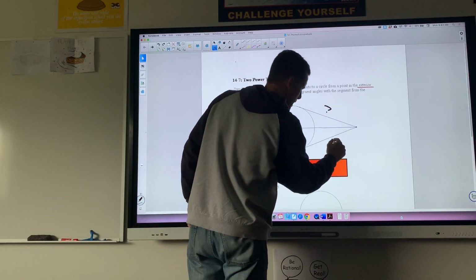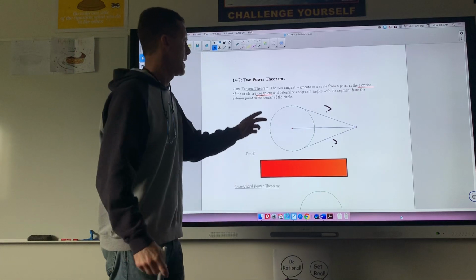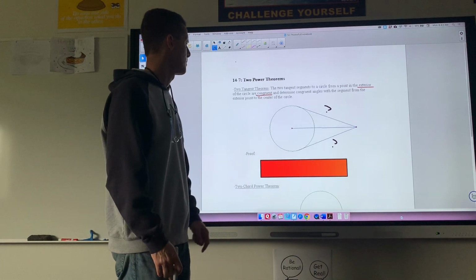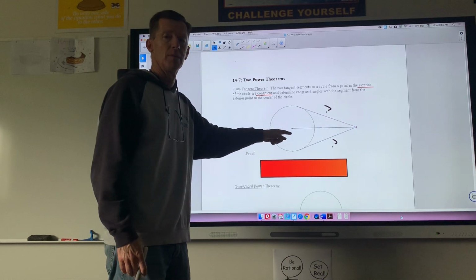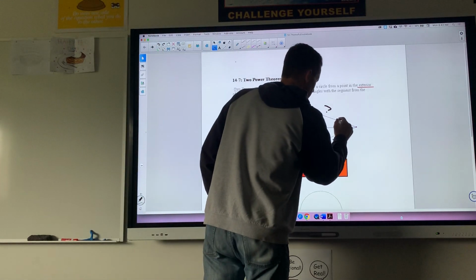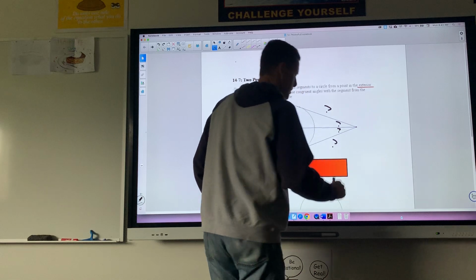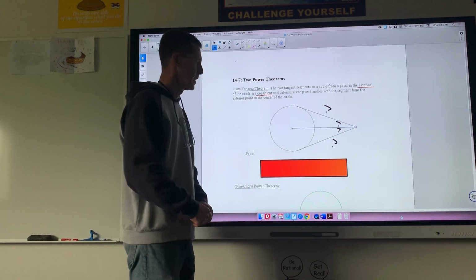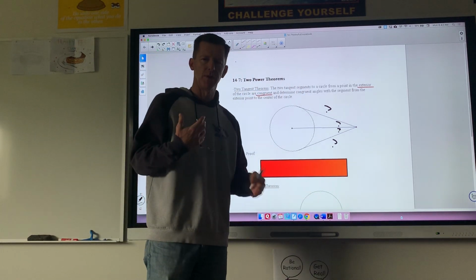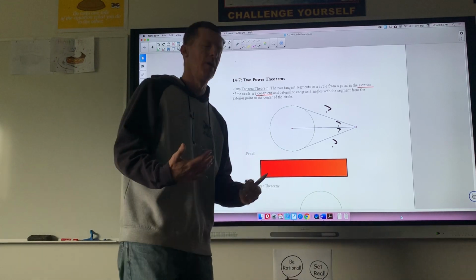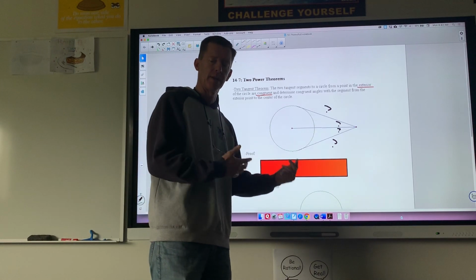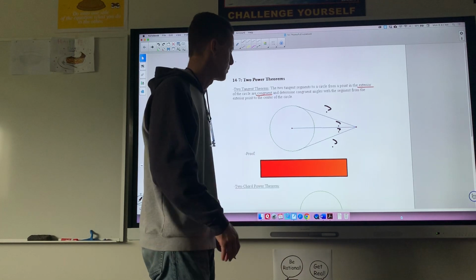We're trying to prove that this and this are congruent, and determine congruent angles for the segment from the exterior point to the center of the circle. So in other words, we're trying to prove that this angle and this angle are congruent. Okay, well, how are we going to do that? With all the proofs here, obviously I want you to try and do it on your own. So pause the video, try and figure it out. When you're ready, come back in and I'll go through it.